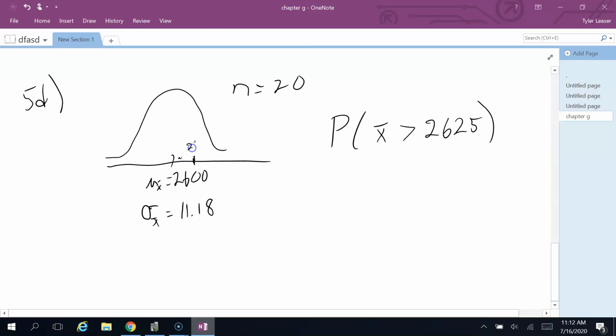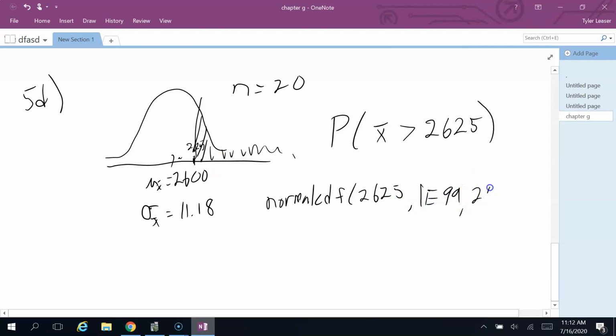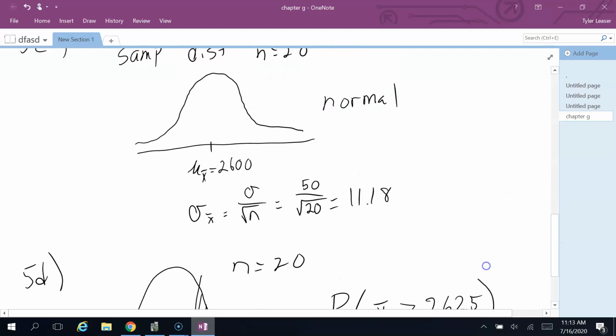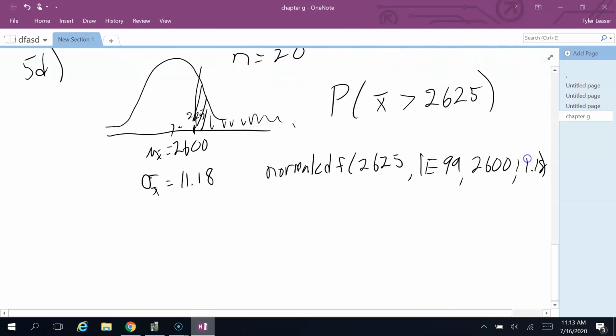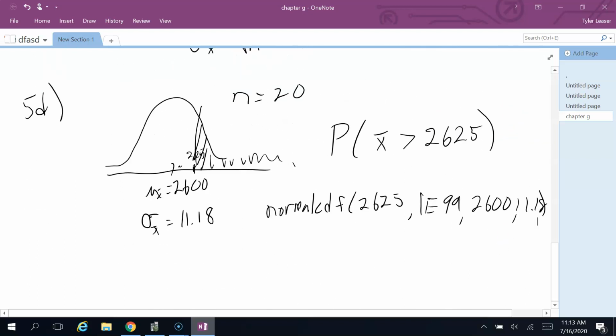2,625 is going to be to the right of the mean, and we want to be more than that, so we want to be the area to the right. We're finding area, which means in the calculator we're doing another normal CDF. Lower limit is still 2,625. My upper limit goes to the right forever. Mean 2,600. Standard deviation 11.18. So I want to point out how similar this normal CDF is to this top normal CDF. The only difference is the standard deviation. So when you're grabbing samples, standard deviation is the only thing that's going to change.